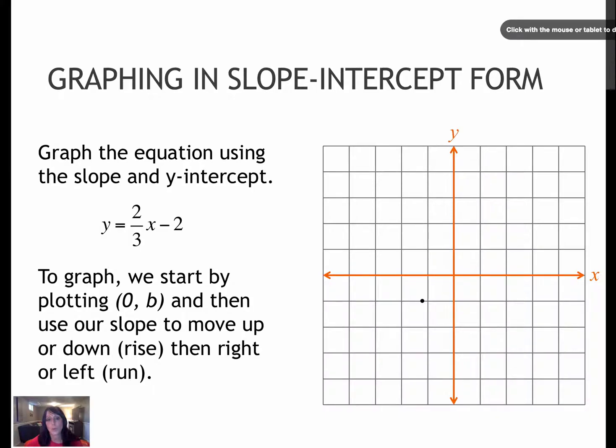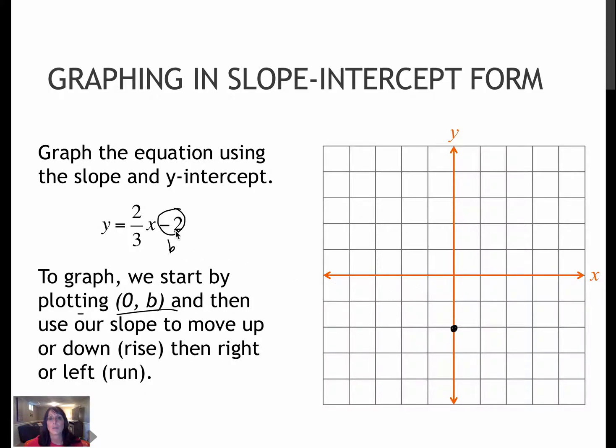So in the past, when we graphed, we would have to make up values for x and then find what y is and then plot those points. Or when it was in standard form, we plugged in 0 for x and 0 for y, so we found 2 points. Now we don't have to do that. To graph, we're going to start by plotting 0, b. So what's b? Negative 2. 0, b would be 0, comma, negative 2, because negative 2 is my y-intercept.